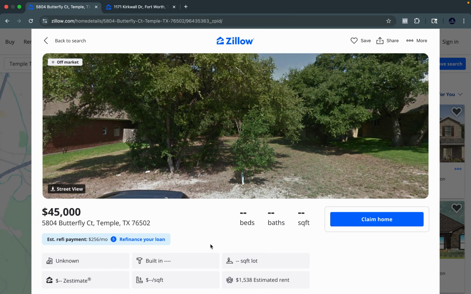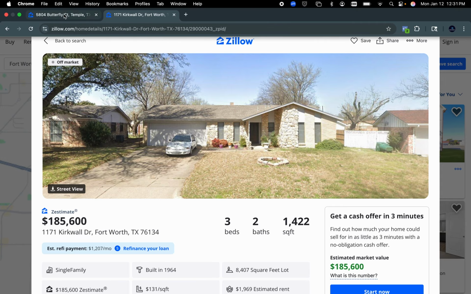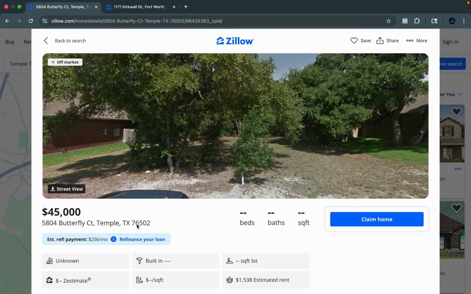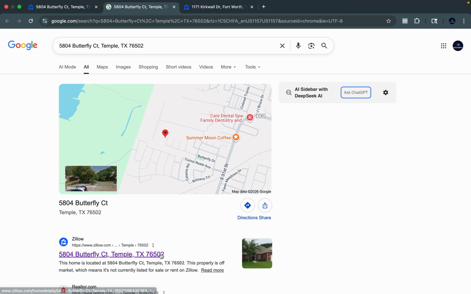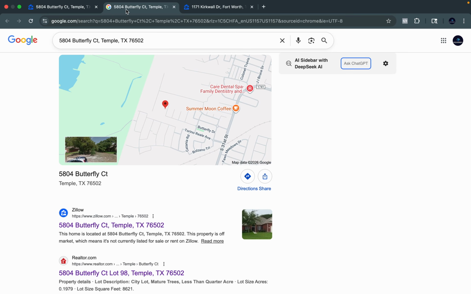In this video, I'll show you guys how to comp land and homes. So we'll start with this subject property. This is a piece of land that I already got under contract just the other day, and I'll show you guys how I was able to come up with the MAO supported by the comps.